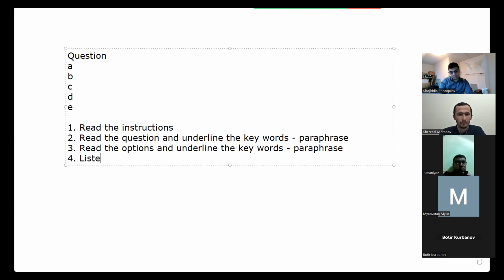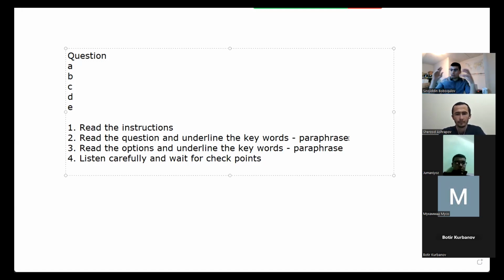Step 4, listen carefully and wait for checkpoints. Now, guys, what are the checkpoints? When they mention something related to the topic, you must be very, very attentive, because that's a checkpoint after which they will give the answer.